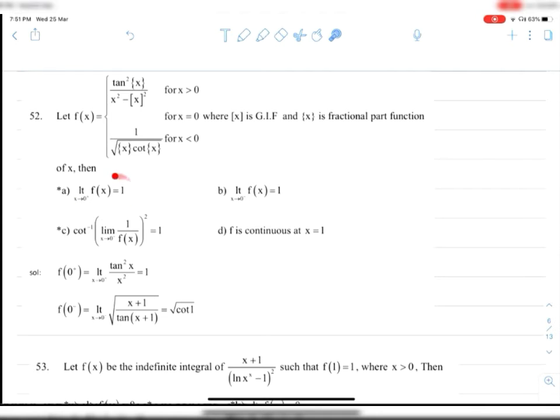He's asking the limit as x tends to 0. So for 0 plus, what will this part be? This particular value will be 0. So I'll be left with tan square x by x square, which is nothing but 1. When it comes to 0 minus, what will happen? The fractional part of x will tend to 1, which implies f of 0 minus, limit x tends to 0 minus, root over... We'll calculate it here.